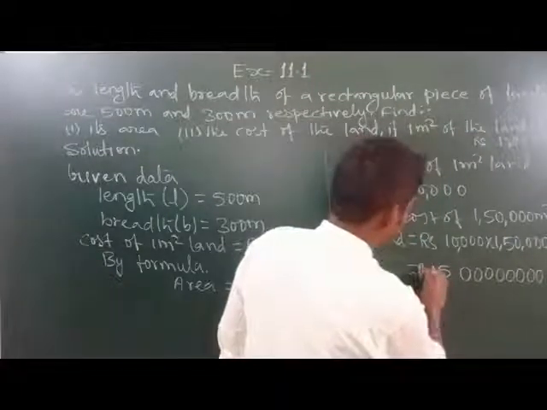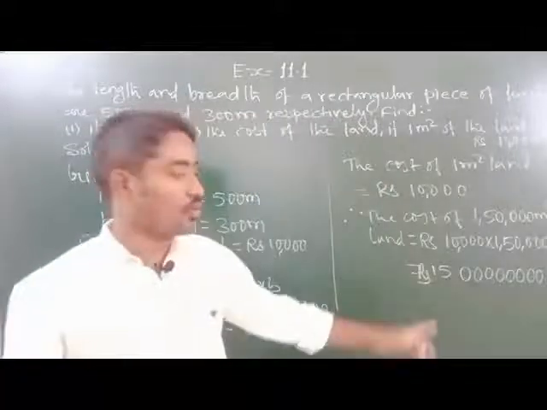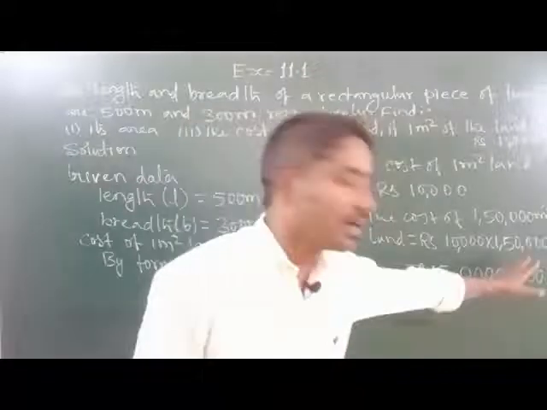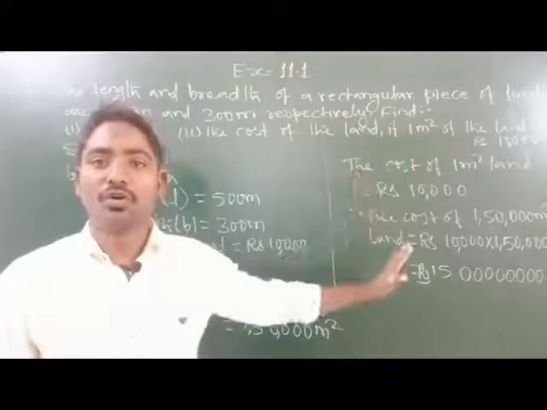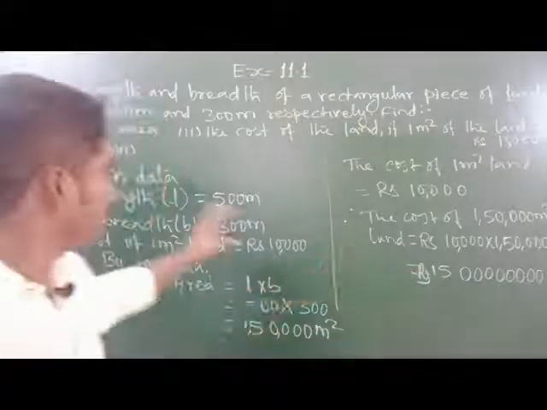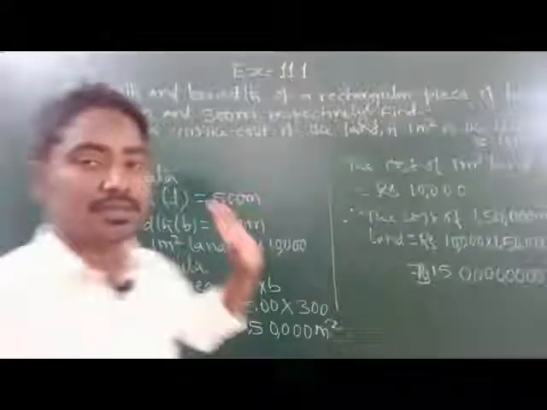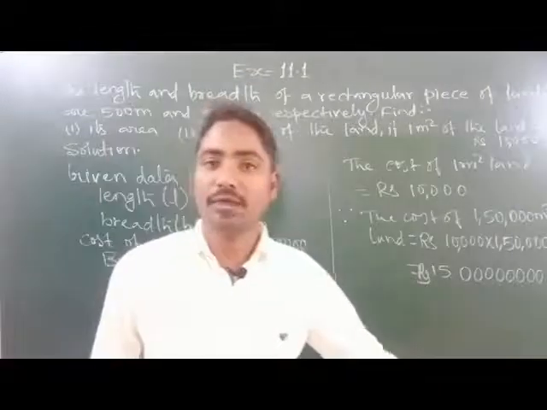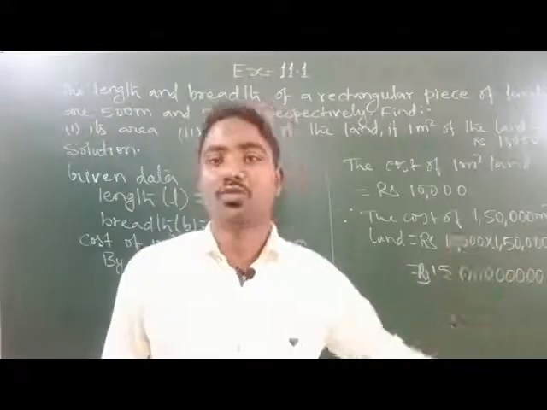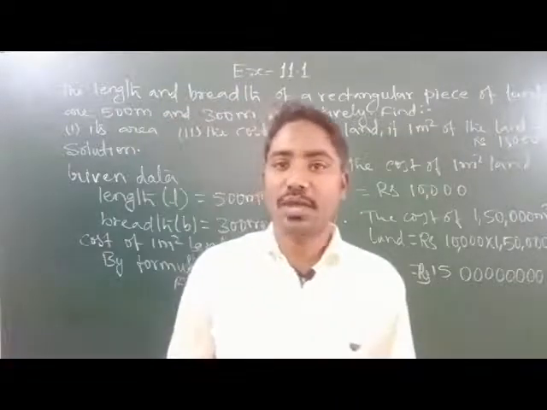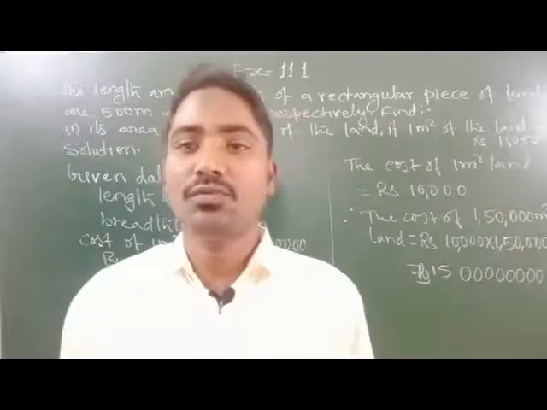The unit of this will be rupees, as we are finding out the amount. So this will be the cost of the total land when the cost of 1 meter square land is given as 10,000 rupees. If you simply multiply with the total area of the land, then you will get the total cost of the land. So this was your question number 1, students. I hope you have understood, and thank you for connecting with me.